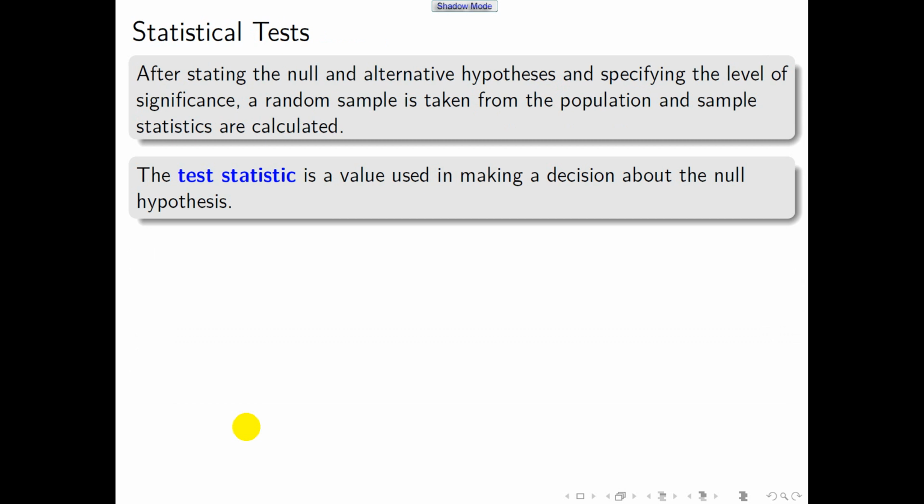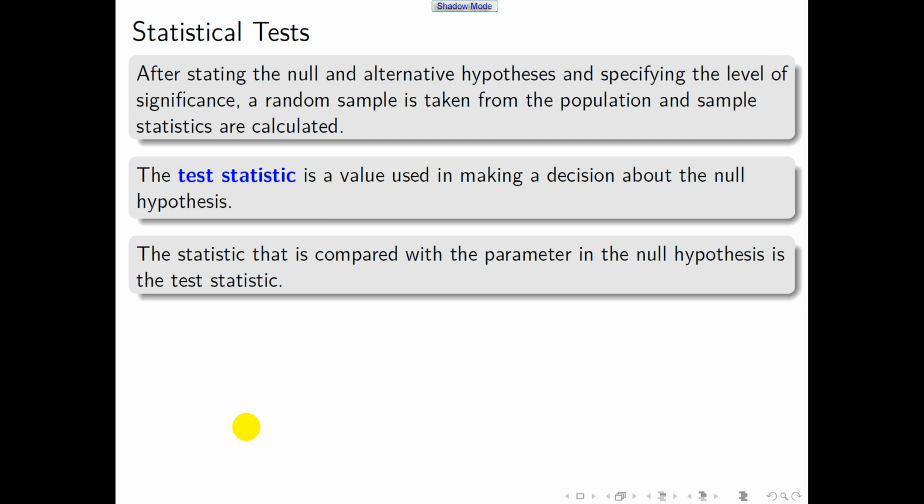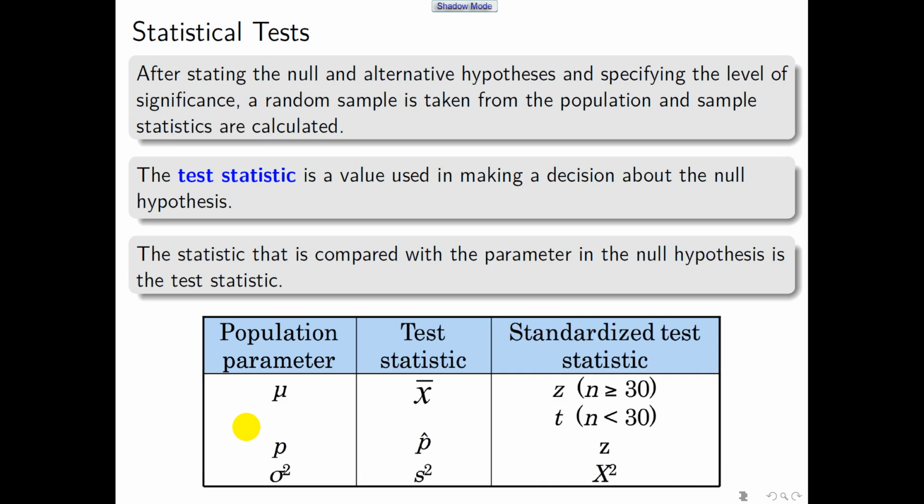After we state the null hypothesis and alternative hypothesis, we are going to compute the test statistic. Depending on what the statement is about, we're going to define the test statistic differently. If, for example, the statement is about the mean, we take the sample and calculate the mean of the sample. Our test statistic is going to be the x bar. If the statement is about the proportion of the whole population, we take the sample and calculate the proportion of the sample. This is going to be our test statistic.